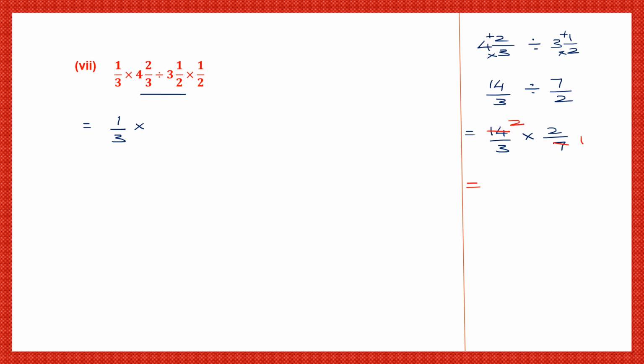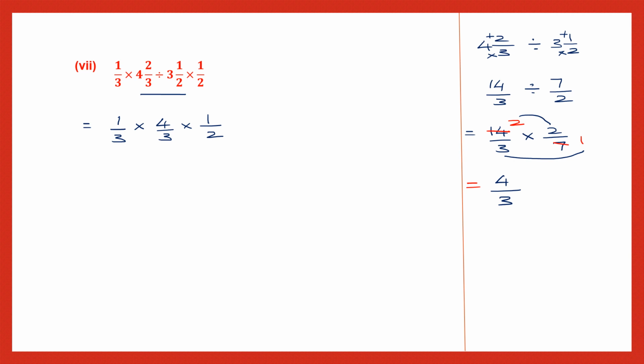Now let's multiply the numerators. 2 twos are 4 and the denominators 3 ones are 3. The 4 by 3 we will leave as it is and let's write it here. So this becomes 4 by 3. Now let's write the next one, into 1 by 2.